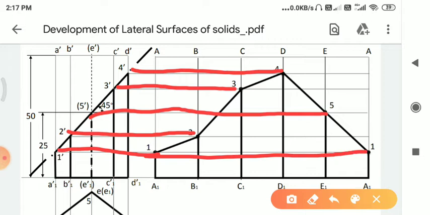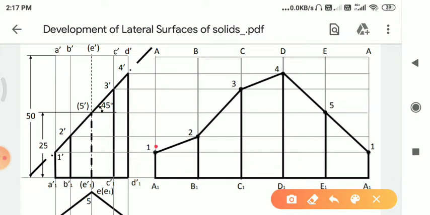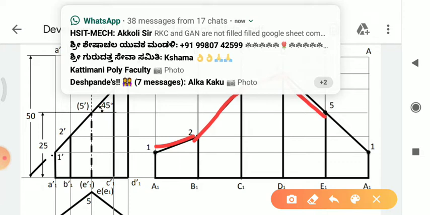So what do you get here? You get points 1, 2, 3, 4, 5 and again 1. So you get all these 5 points and the last 1. Then what you do is join 1 to 2, 2 to 3, 3 to 4 by straight lines, because it is a prism. It does not have any curves.